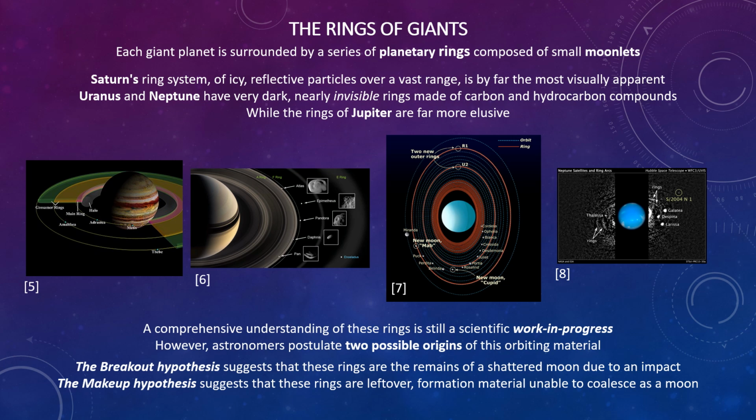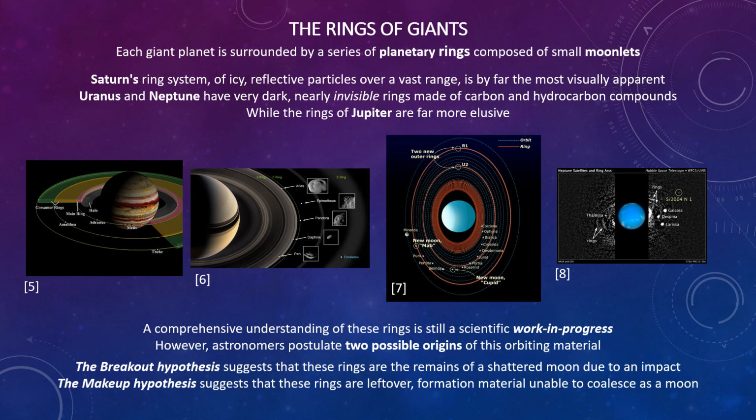Back to the lecture, though. So we've got Uranus and Neptune, and they have very dark, nearly invisible rings that are made of carbon and other hydrocarbon compounds. But the most elusive rings of all are Jupiter's rings. They are very, very faint and very small, and there's not much left of them, which kind of suggests that ring systems are temporary structures that are evolving over time. So understanding rings is still a work in progress.